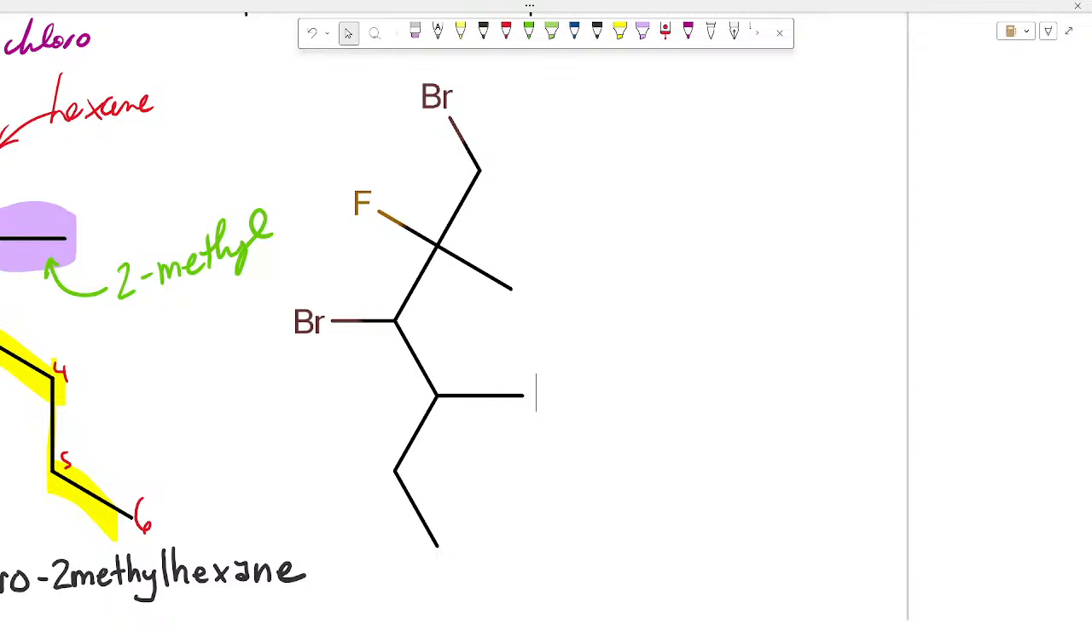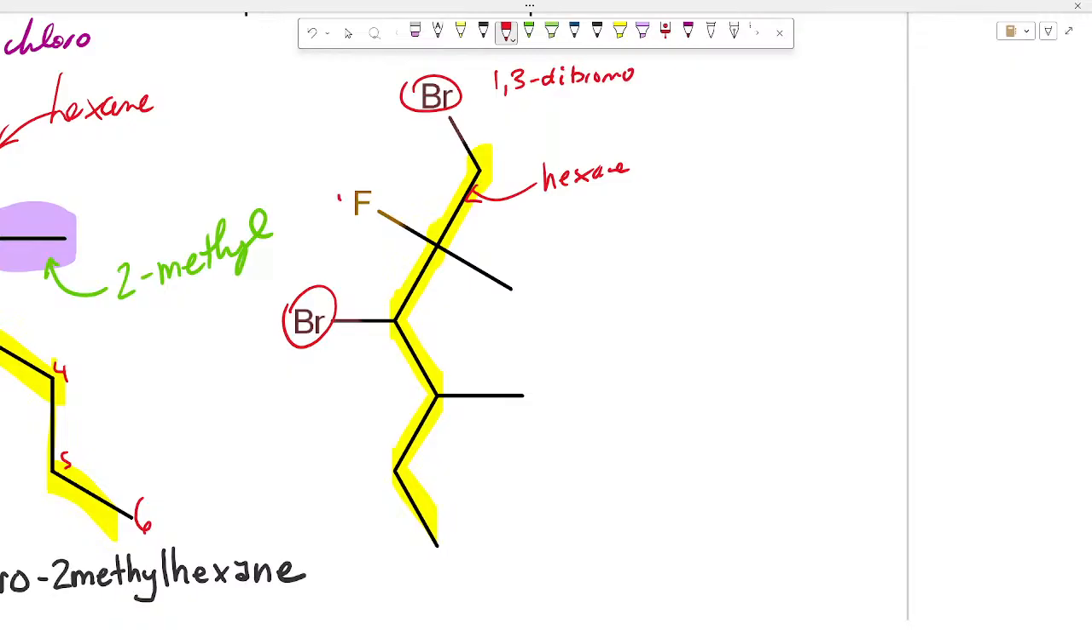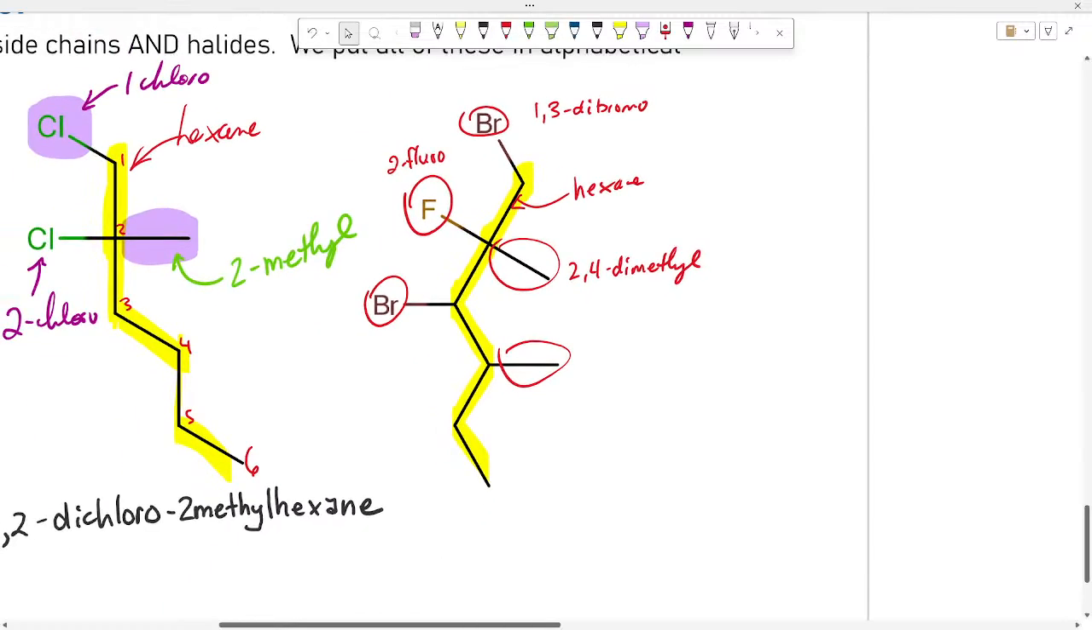Anyway, shall we take a look at this one? What's our name here? How long's our main chain? Hexane. 1, 2, 3, 4, 5, 6. So it's a hexane for sure. And what do we have on here? Bromo. Yeah, it is 1 and 3. So it's a 1,3 dibromo. And it is a 2 fluoro. And it is a 2,4 dimethyl. Right? So what order should these go in? Bromo, fluoro, methyl. So it should be a 1,3 dibromo, 2 fluoro, 2,4 dimethyl hexane.